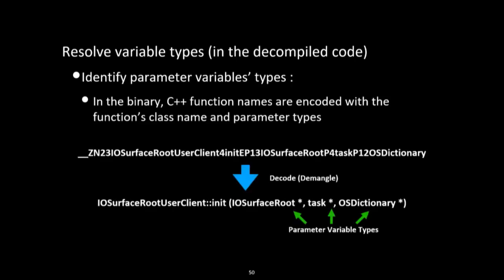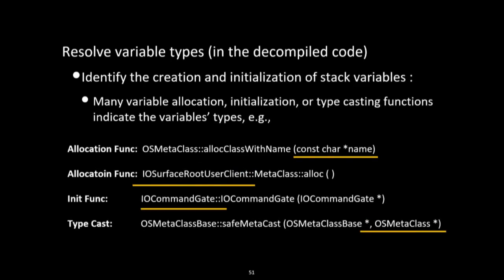For parameter variables, we identify their types by leveraging the fact that, in the binary, C++ function names are encoded with the function's class name and the parameter types. So by decoding these names, we can know the function's parameter types, just as the figure shows. For stack variables, we identify their creation and initialization by finding some typical functions as listed here.